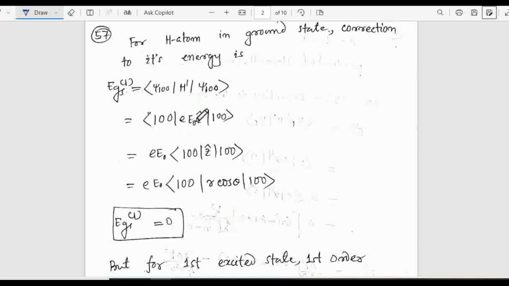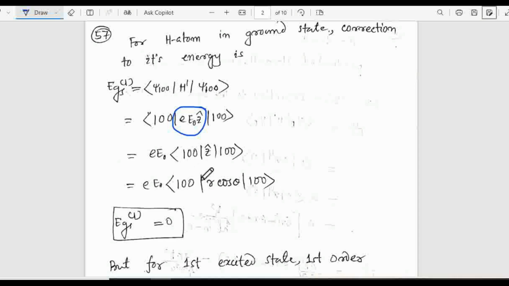This is the term, and if you calculate this, H dash is the perturbation. That means when you place a hydrogen atom in any external electric field, this is the perturbation. Here this z cap is not suggesting any direction. It simply says that this is the position operator along the z direction. And this e is the charge of the electron, and E naught is the external electric field that we have applied. So these two terms can be taken out, because these are constants.